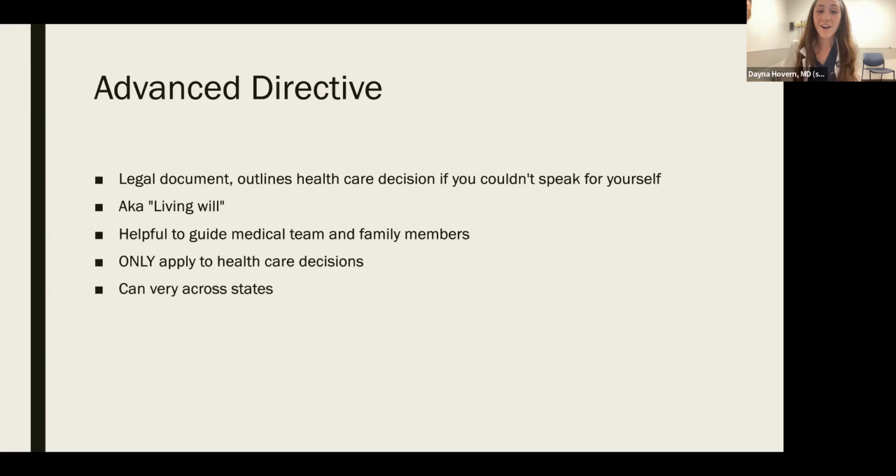It only applies to healthcare decisions. So the living will has nothing to do with your financial or legal matters. It's really only about the kind of care you would want. And there are certain variations legally across the state. I looked into this a little bit for Pennsylvania. I do have that information in an upcoming slide.